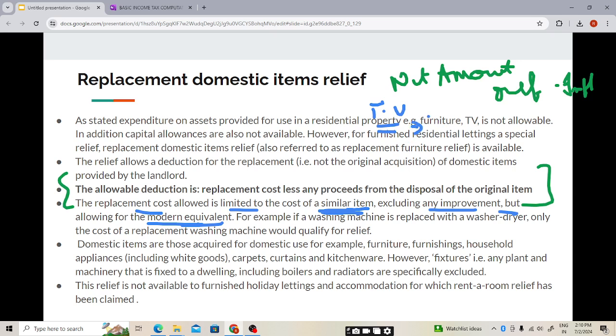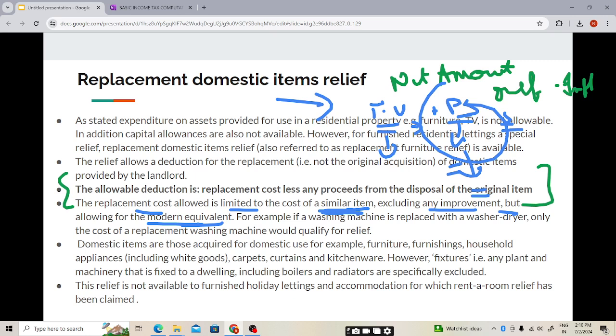get a PS5. Now you are replacing the TV and you are getting a PS5 also. But the replacement relief is only available for the TV, not for the PS5, because the PS5 is an improvement and an additional thing.